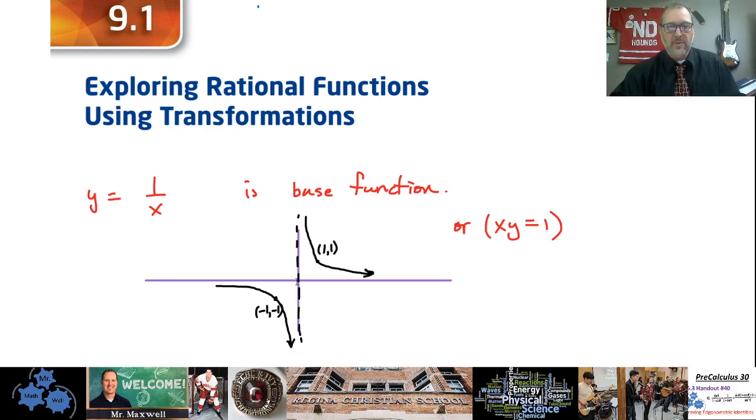2 times 0.5, so over 2 up 0.5. So those are the collection of points that make the two arms of this graph, right? Okay, so if I went ahead and just transformed this graph and moved it over to the right, it would look like this. You see that? I've moved the black graph over to the right.